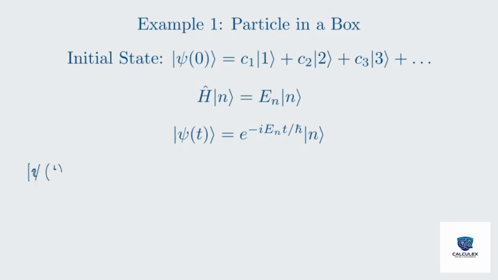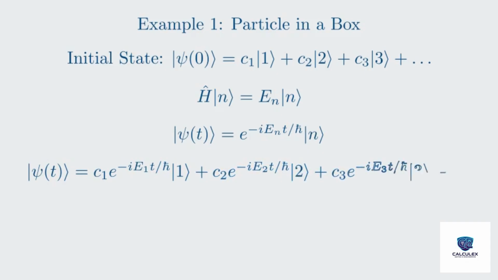The time-evolved state, |ψ(t)⟩, will have each of its energy components evolve independently, each acquiring its own unique phase factor, e to the power of negative i E_n t over h bar. This is just applying a diagonal operator to a vector expressed in the eigenbasis of that operator. Each component is scaled by a complex exponential. This is why superpositions of energy states can evolve in complicated ways, but it's pure linear algebra.